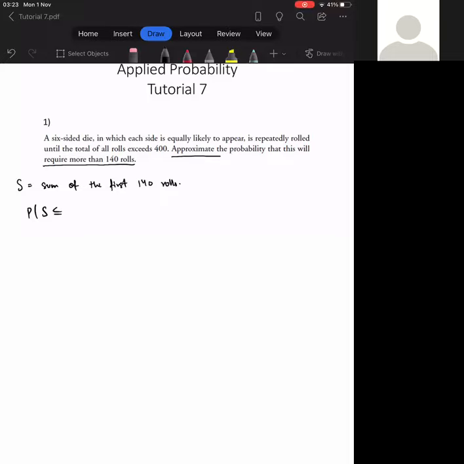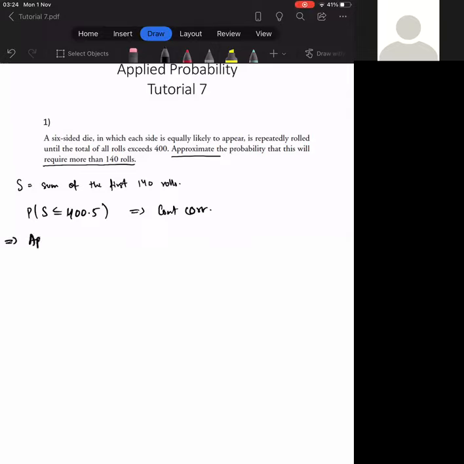Remember that the random variable of the total of dice is a discrete random variable, and we're approximating it. We will be applying the central limit theorem, but before that, we want to apply continuity correction. We don't want it to exceed 400, but it can be equal to 400. So continuity correction will be as follows: S less than or equal to 400.5. Now, this is continuity correction.